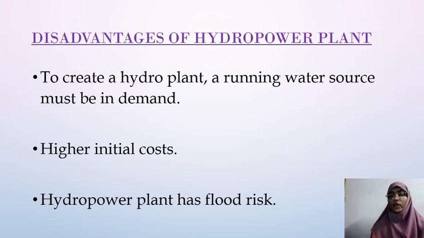And some disadvantages of a hydropower plant are: to create a hydropower plant, a running water source is required, because the main source is water. Without water we cannot produce electricity in a hydropower plant. So running water must be present if we want to construct one. It also has a higher initial cost, and a hydropower plant has a flood risk.